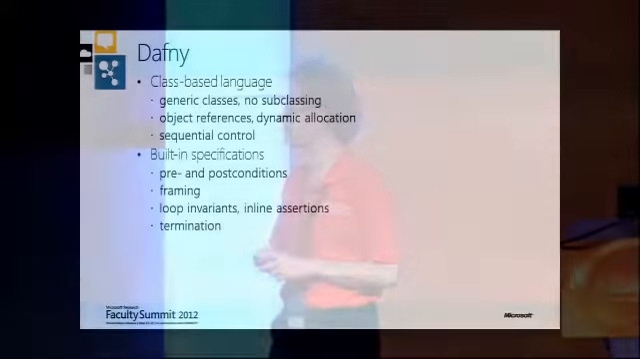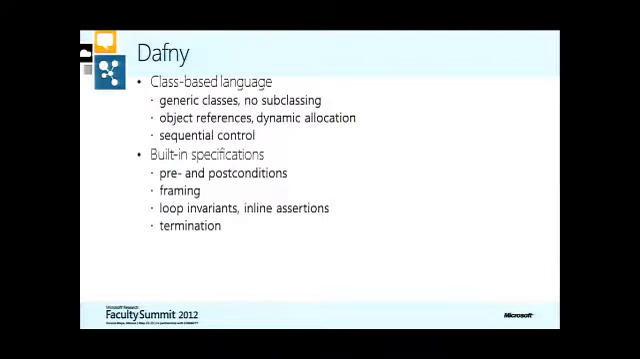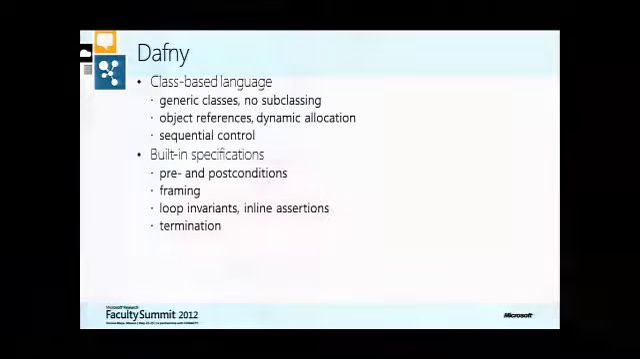One thing that's important for this setting is that Dafny only has sequential control. There's no parallelism, there's no concurrency in Dafny. So we have other tools that deal with concurrency, but Dafny is only sequential. Now, when you want to prove a program correct, you want to have specifications of some sort. And Dafny builds those into the language. So you can write programs, you can write pre and post conditions, loop invariants, and we'll see that today.